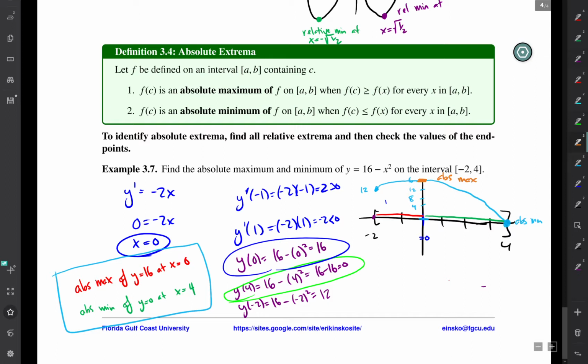Okay, so we were able to figure out all of that just using the derivative and plugging in values into the original function.